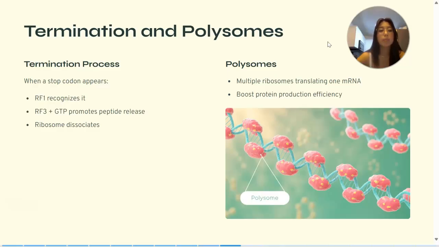The 80S complex then dissociates into its 40S and 60S subunits, ready to participate in another round of translation. This step is highly regulated to ensure proteins are completed before release.